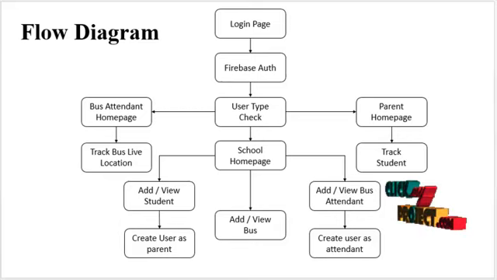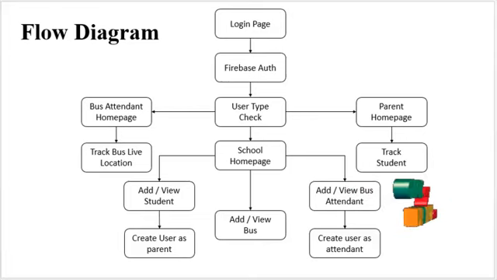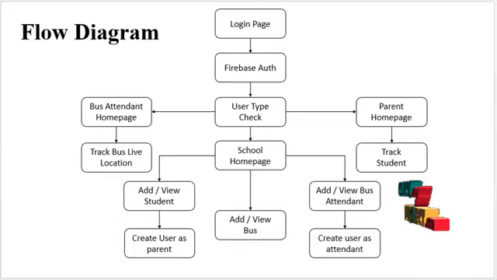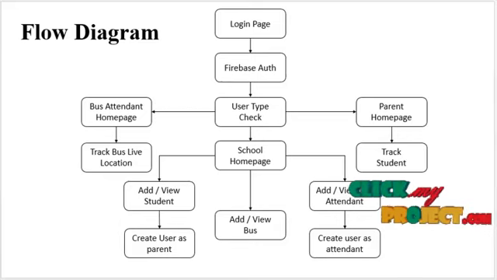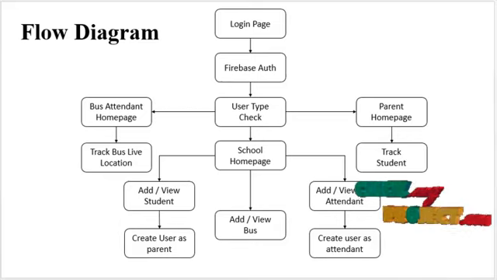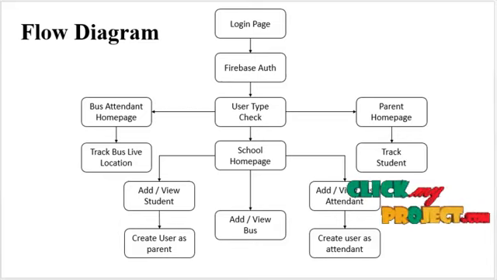Let's see the flow diagram of our project. First of all, the login page. The login page has a user ID and password for the students, student parents, and attendant, and the schools also have a separate username and password. The login page works with Firebase authentication. If you type the username and password and enter, it goes and checks with Firebase authentication and checks the user type.